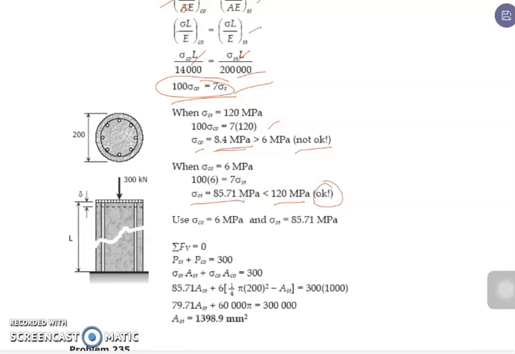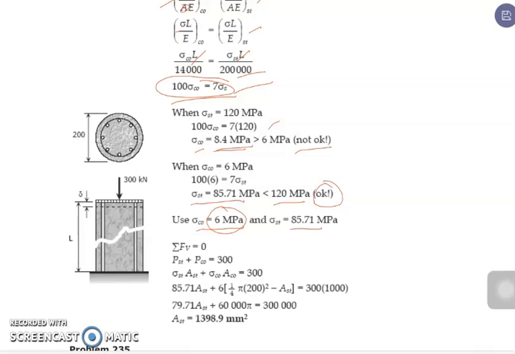So now we compute for the area. We simply have to substitute our values. We're going to make use of the stress of the concrete, which is 6 megapascal. The allowable stress, we're going to use that one instead of the computed value, since the computed value exceeds the allowable stress of the concrete. So we make use of 6 megapascal. And for the stress on the steel, we are going to make use of 85.71 megapascal.